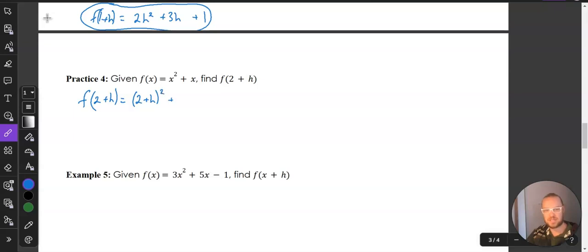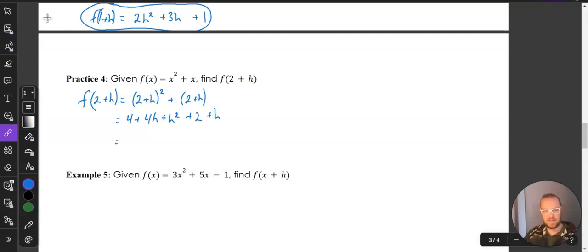So that's going to be 2 plus h squared plus 2 plus h. So for squaring this out, we get that first term squared plus 2 times our middle term, so 4h, and then h squared plus 2 plus h. This time it's easy because we're not distributing in a negative, it's just plus 2 plus h.